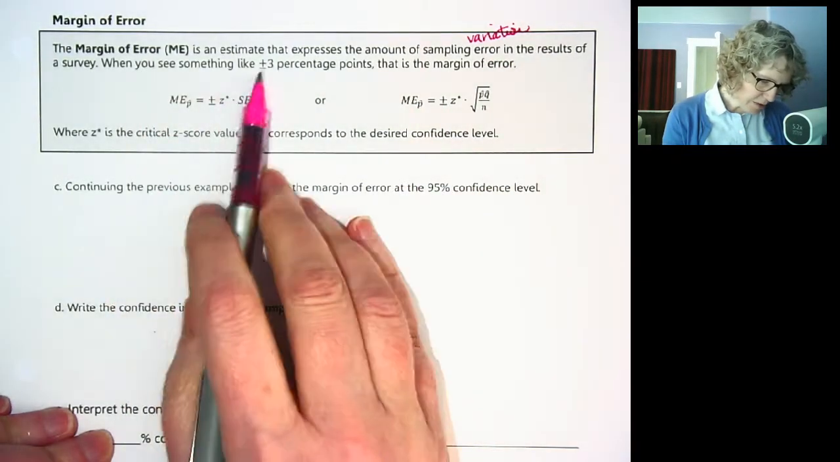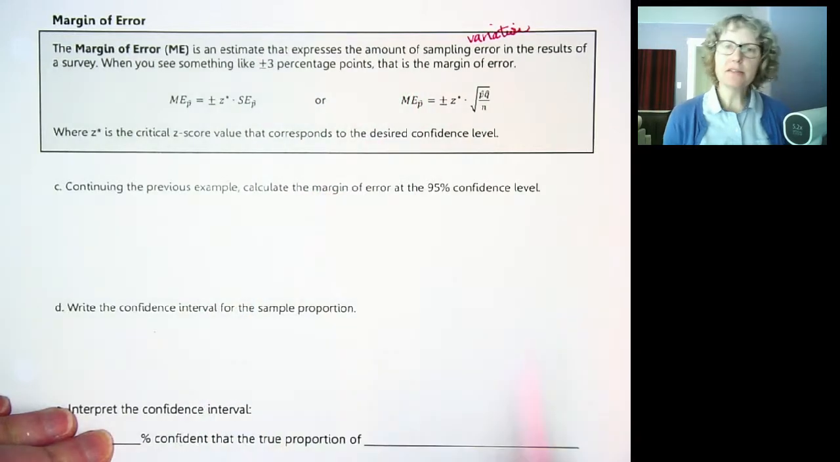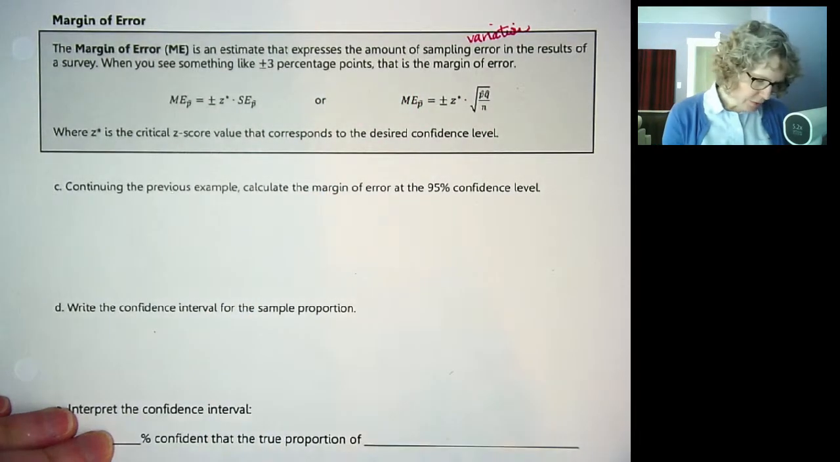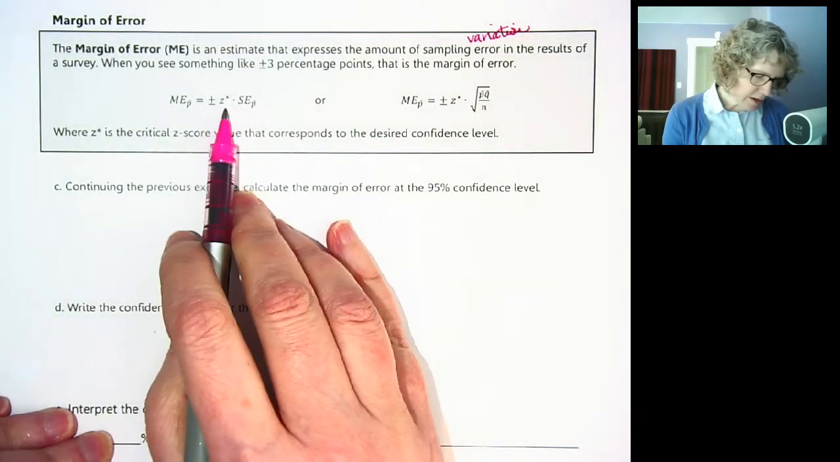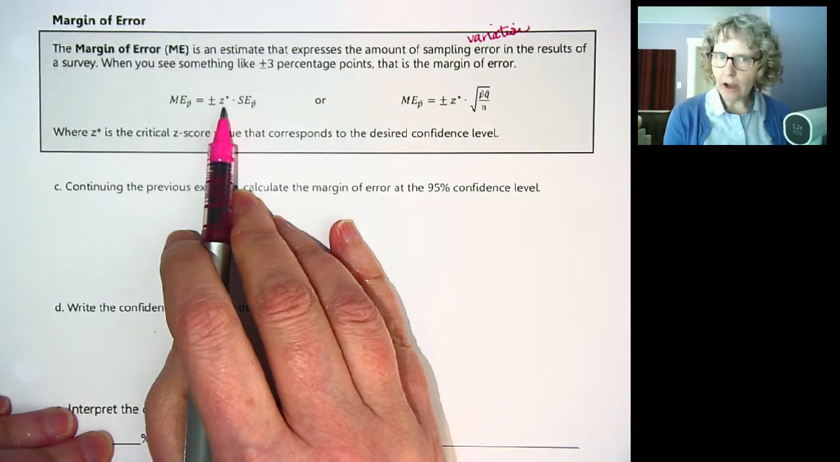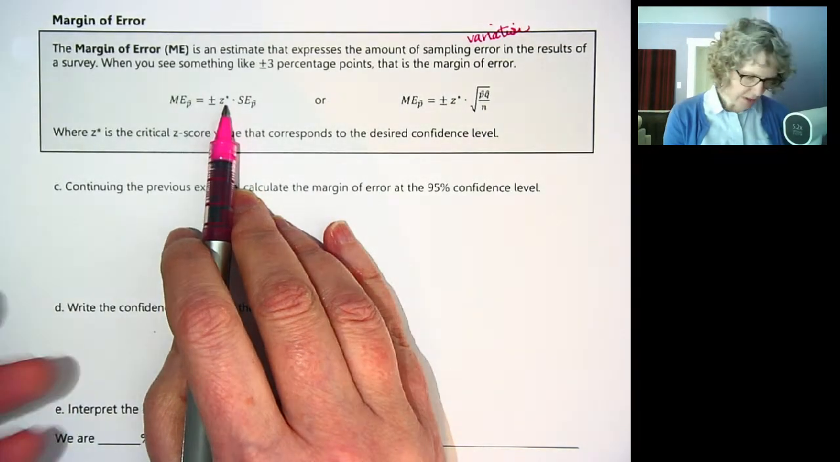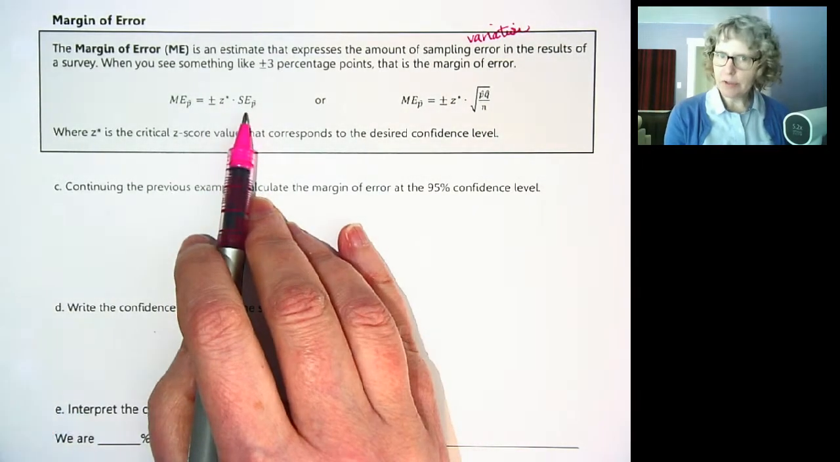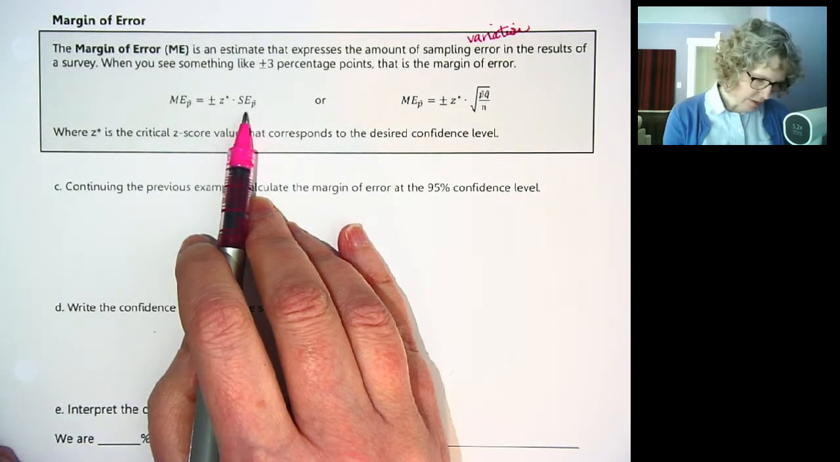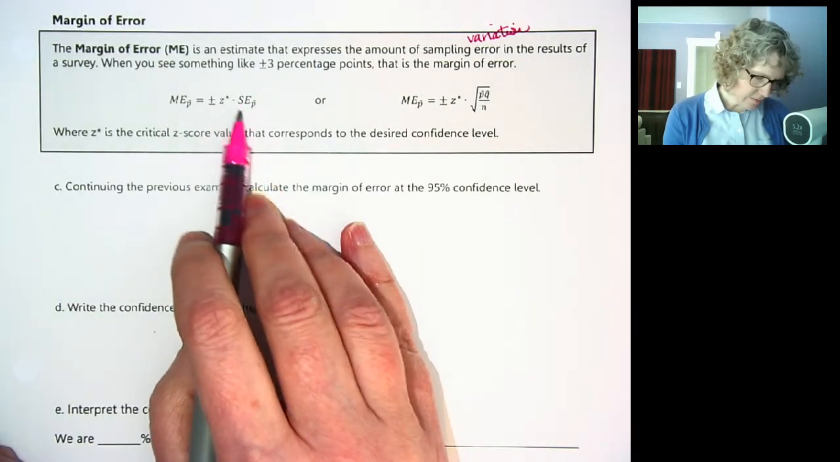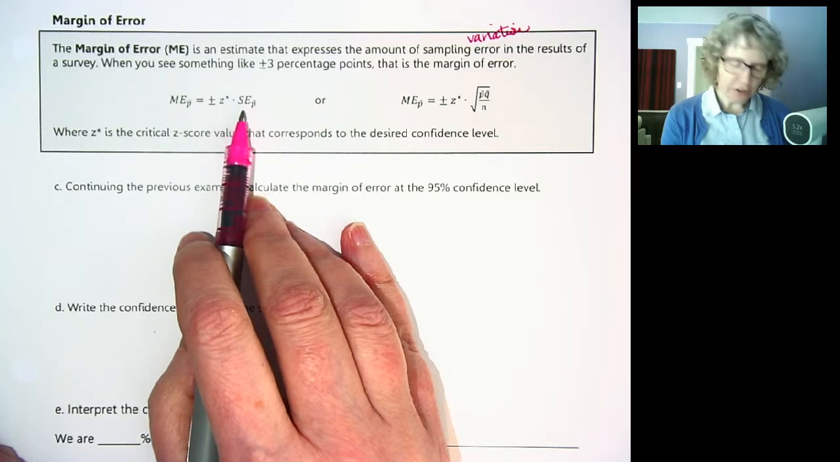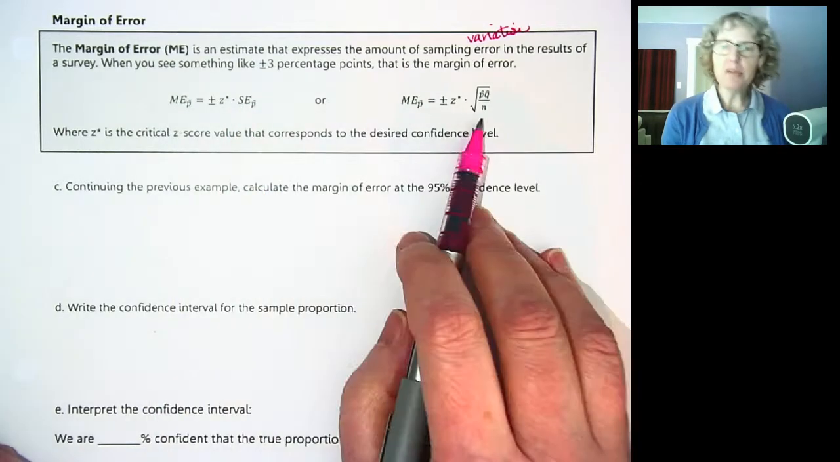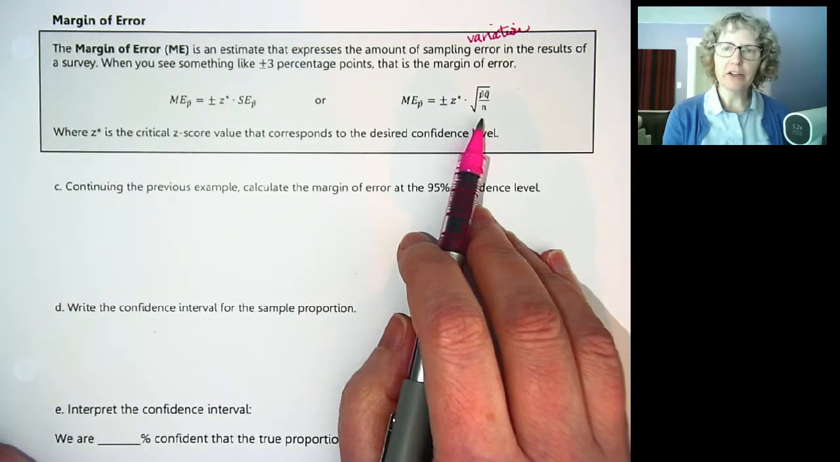When you see something like plus or minus 3 percentage points, that's the margin of error. So it's the number of standard deviations you're going out based on your confidence level times the estimate for the standard deviation. So that's a way of putting it in terms of standard error, and here I plugged in the formula for standard error right here.